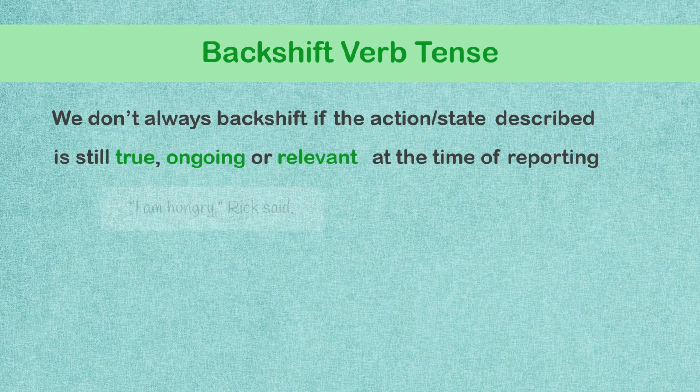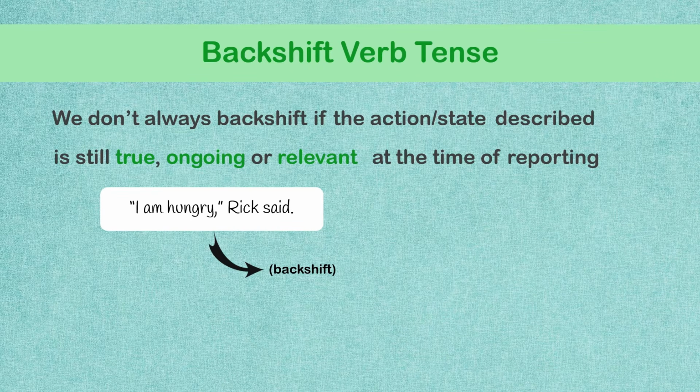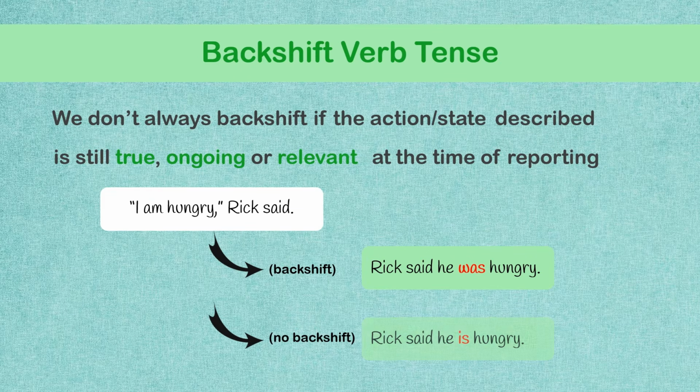Here's another example. "I am hungry," Rick said. We could choose to backshift from present simple to past simple and report Rick's speech like this. Rick said he was hungry. Or we could choose not to backshift like this. Rick said he is hungry. Here we have kept the tense the same.